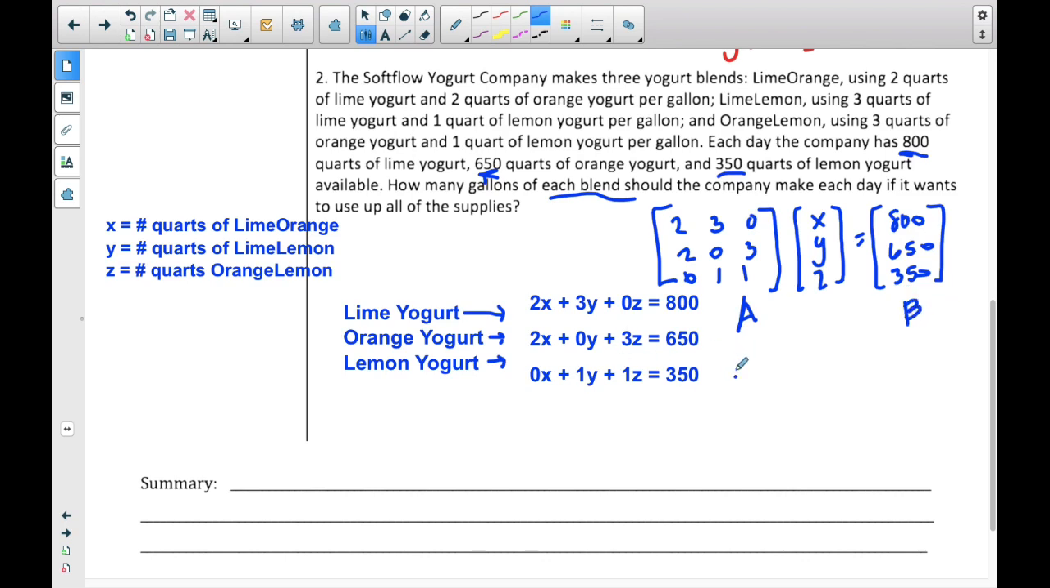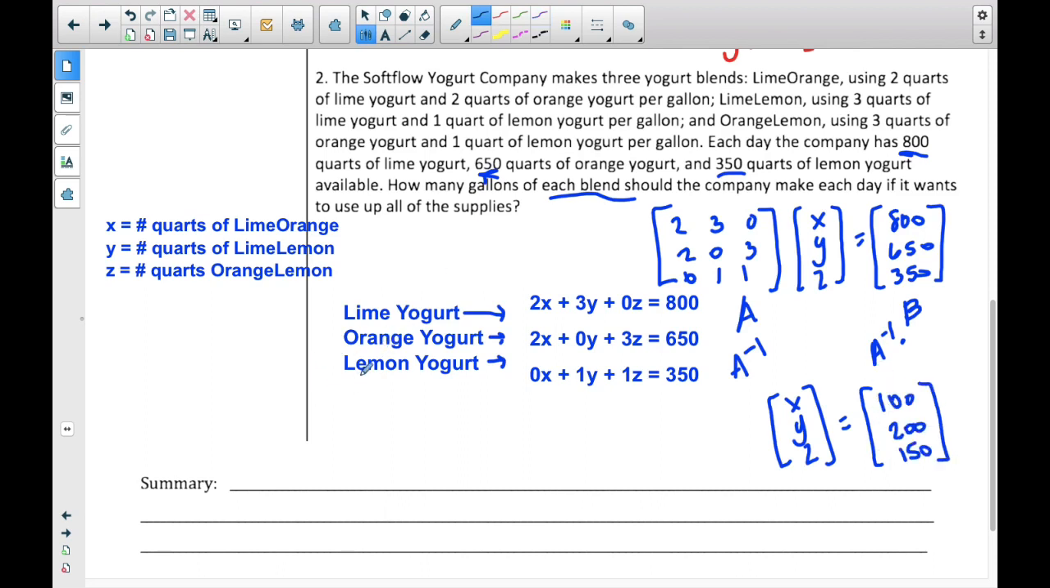The first thing we need to do on our calculator is enter those into A and B. The next thing is find A to the negative 1 on our calculator. That's the inverse matrix of matrix A. Find that. Once you get that, leave it on your screen and multiply it times matrix B. And so when you do that, you should get an answer matrix of 100, 200, and 150. And so what that means is we will have 100 quarts of lime orange.